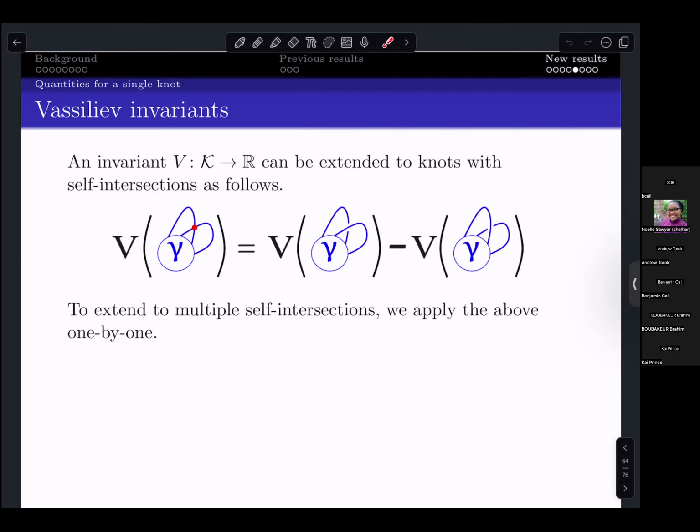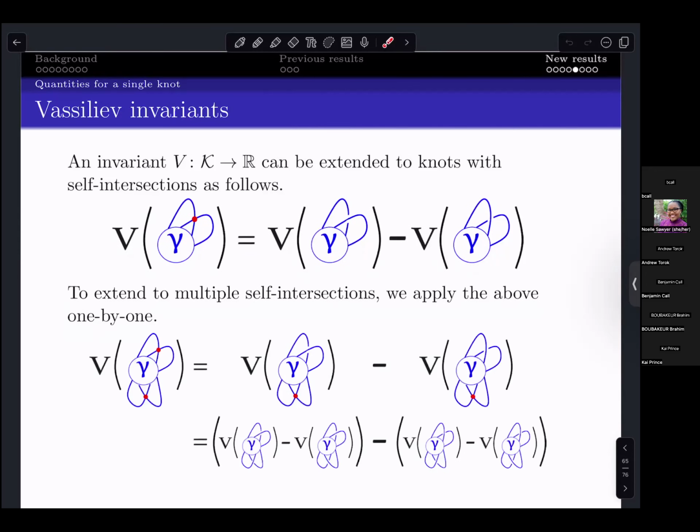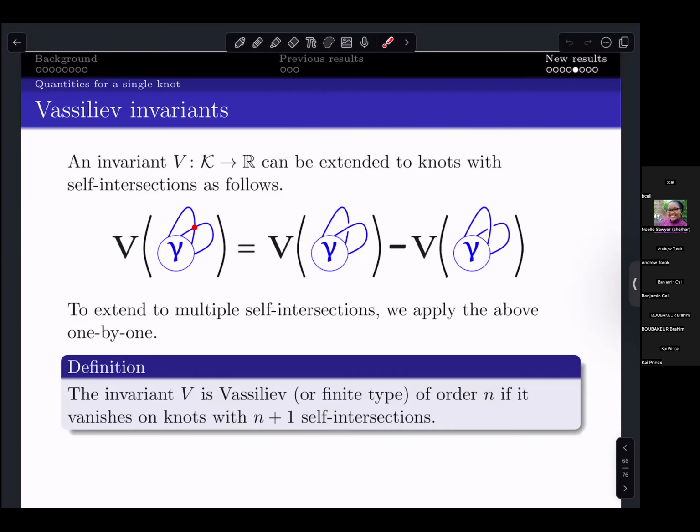If you want to do this for multiple self-intersections, you just do this procedure one by one. So if you have 5 self-intersections, you get an equation involving 2 to the 5 knots. That's somewhat important because the definition is: an invariant is Vasiliev of finite type of order n if it would vanish on knots with n+1 singularities.